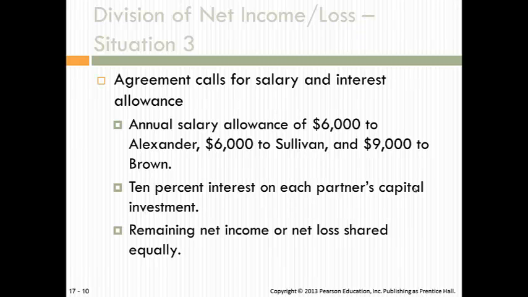Now let's look at a situation where the partners have agreed to share net income based on a combination of methods. In this example, we have 3 partners. They agree to a set amount of salary allowance each, $6,000 to Alexander, $6,000 to Sullivan, and $9,000 to Brown. Then, after the salary allowance is satisfied, they agree to allocate an amount equal to 10% of each partner's investment, which is the interest allowance. Finally, any net income that remains is to be allocated. They have agreed to share it equally.